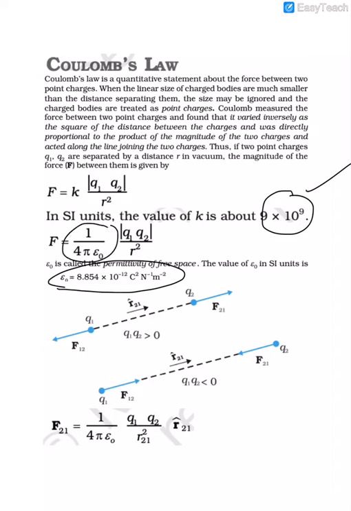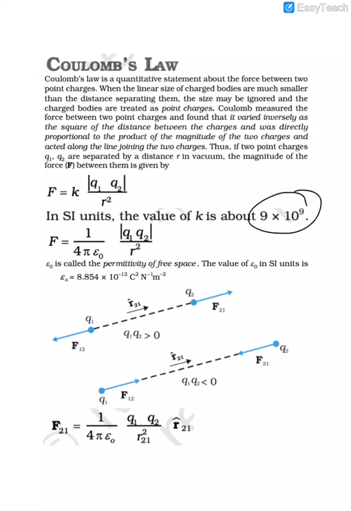Moreover, there is a 4 pi in the denominator. So all in all, I would say that for numericals, etc., this value is a better value to use. However, you should know this value also, because this relates with the physical properties of air, whereas this is a calculated value and therefore it doesn't really have any physical manifestation.